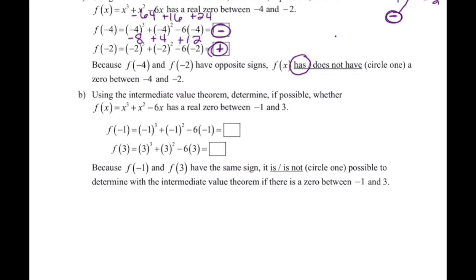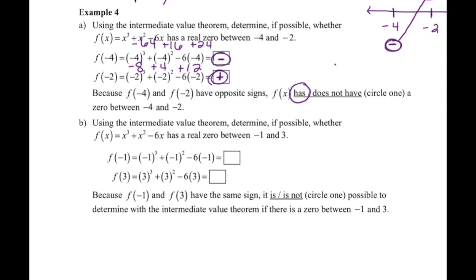Let's try part B here. We have x cubed plus x squared minus 6x, the exact same one. But is there a 0 between -1 and 3? Do we cross the x-axis? So let's substitute our values in. Let's start with -1. -1 cubed is -1, plus 1 plus 6 is a positive value. When I substituted in -1, I ended up with a positive value. Let's substitute 3. 3 cubed is 27, plus 9, minus 18. Still not enough. We're still going to be positive, regardless of what the number is.